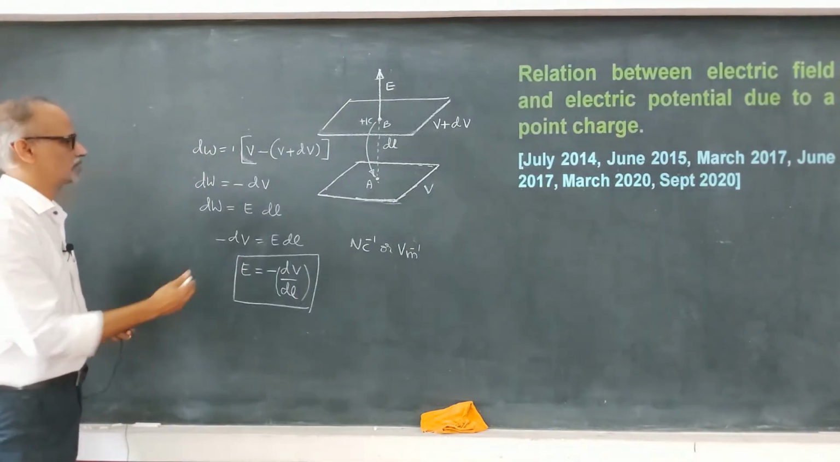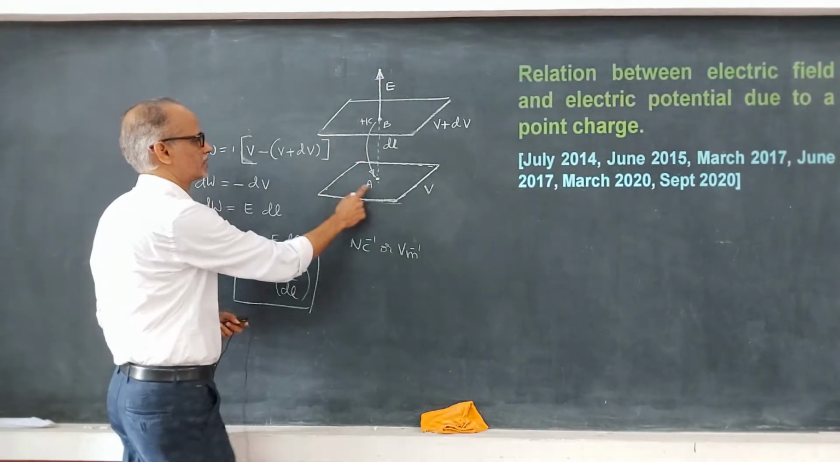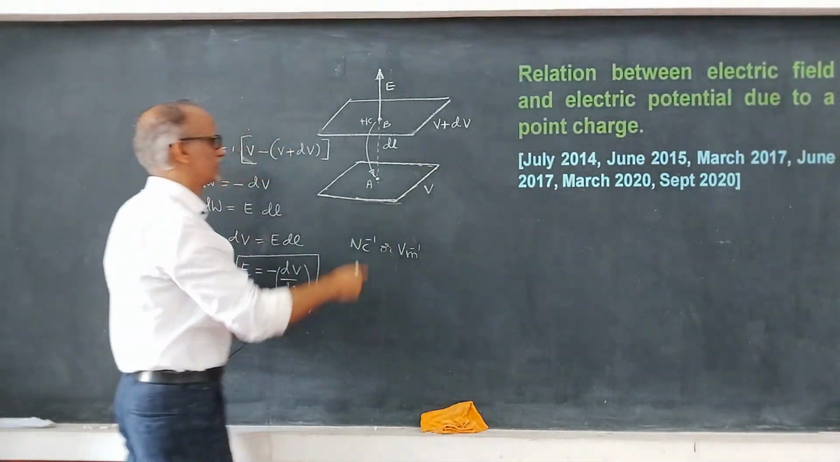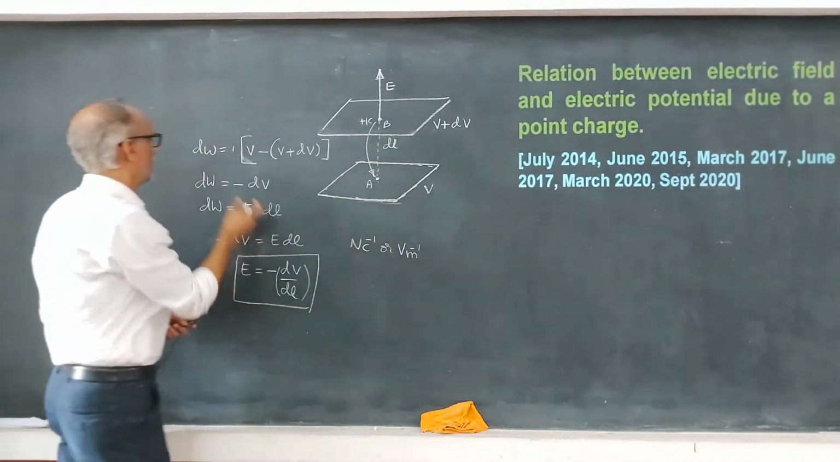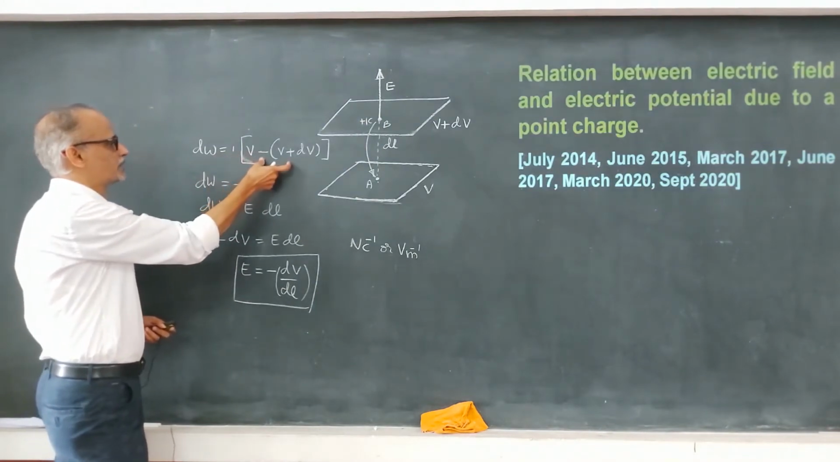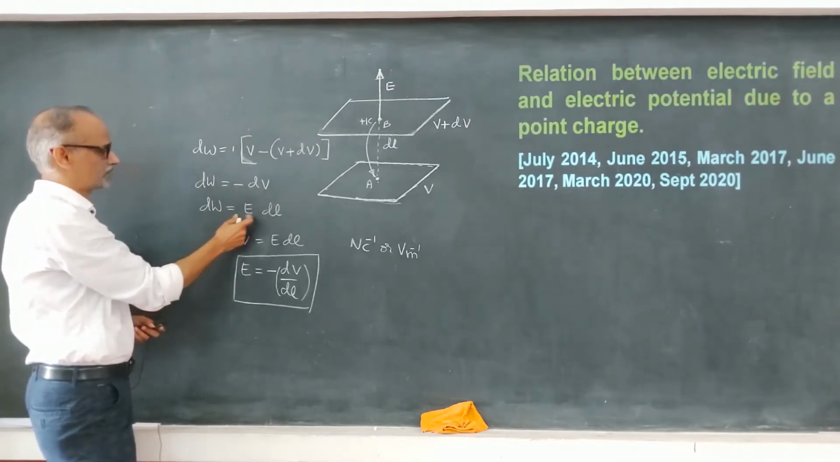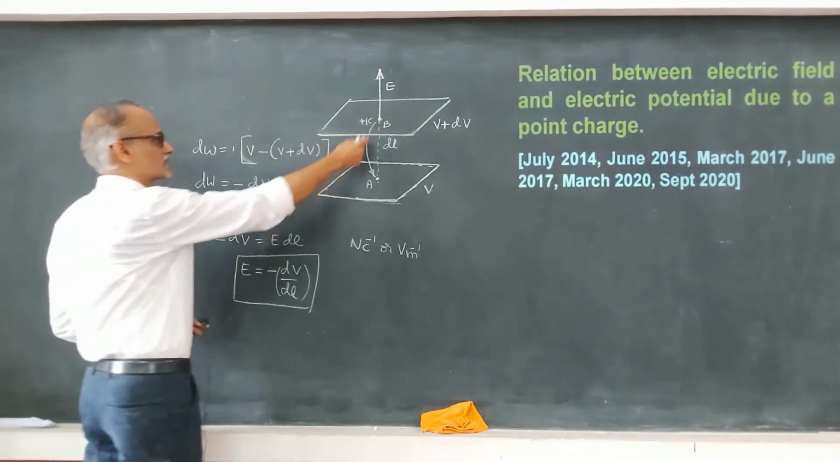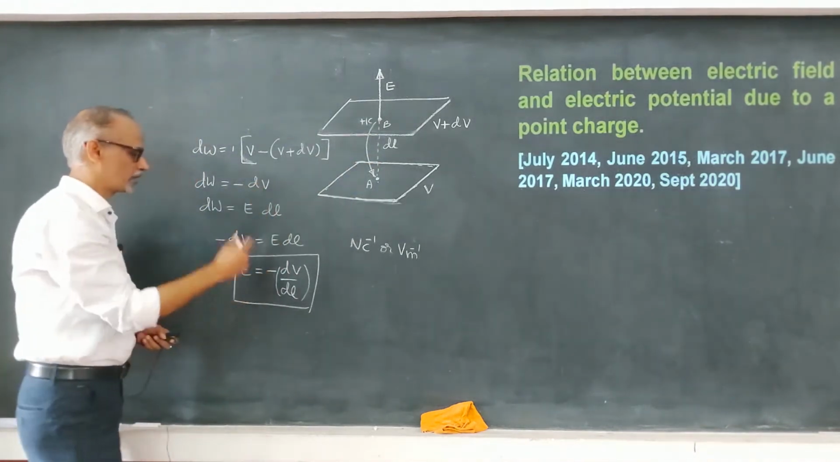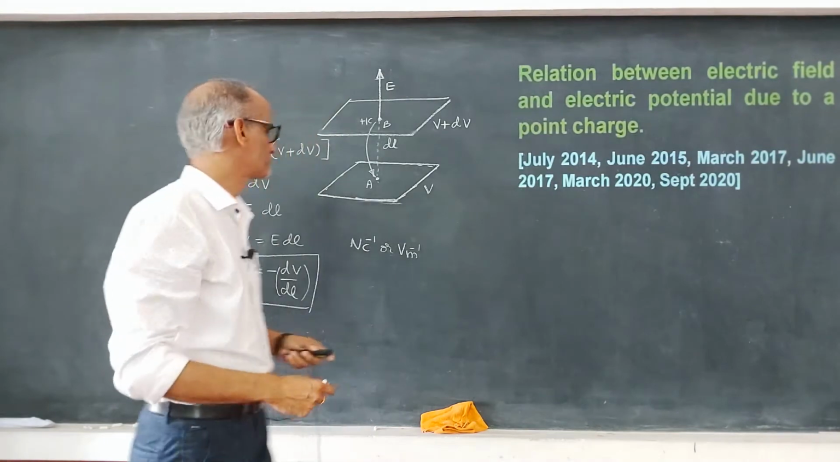This is what you have to write for this particular question. Consider two surfaces at potential V and V plus dV. A charge is moved from B to A and the amount of work done is equal to the charge moved, which is 1, into the potential difference. That will give you minus dV. Then work done is also given by the product of the field and the distance through which the charge is moved, and by equating you will get E is equal to minus dV by dl.